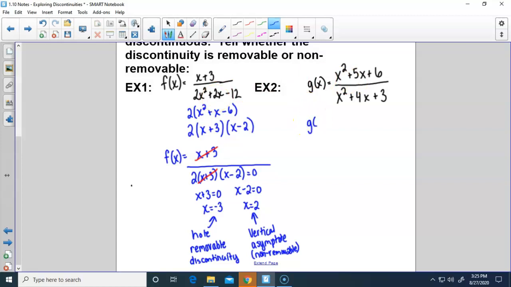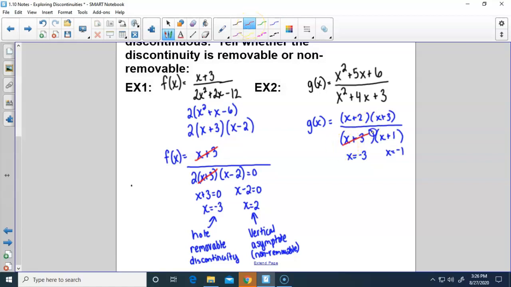So if we do that here for our g of x, this numerator will factor into x plus 2, x plus 3, and our denominator will factor into x plus 3 and x plus 1. Now, it's really important to note that the discontinuities only come from the denominator. So if we set this denominator equal to 0, we're going to get x equals -3 and x equals -1. We're going to have discontinuities at both of those places because that gives us a 0 in our denominator. We need to be able to describe these discontinuities.